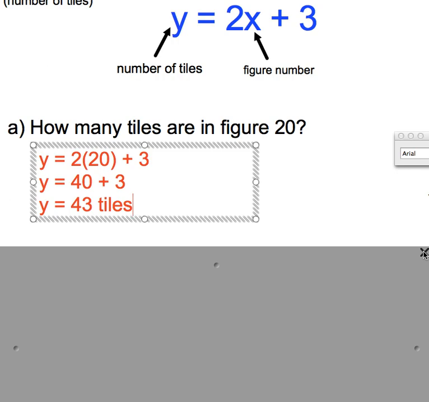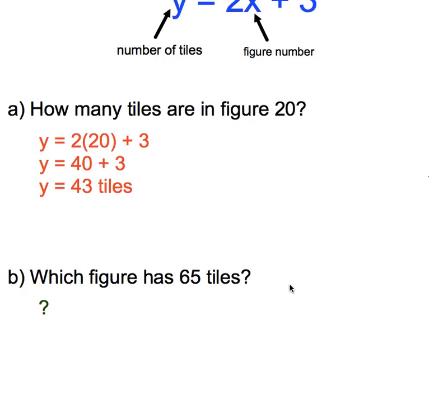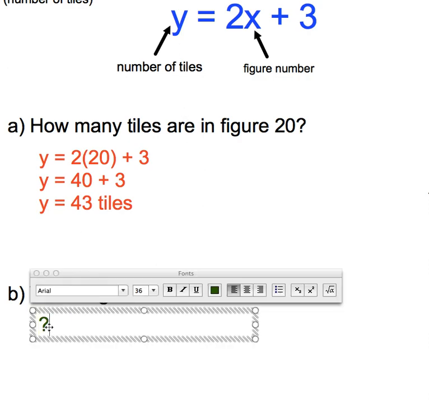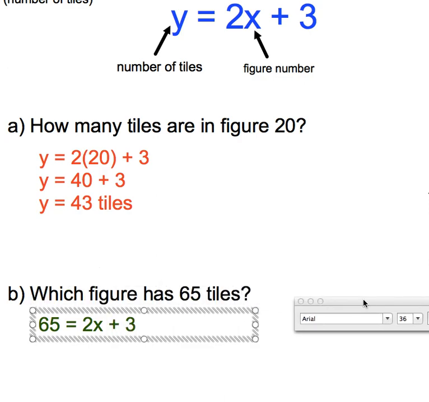Now, on the other hand, we get questions like this. And this is usually where people have more trouble. Because which figure, we don't know the figure this time, but we know it has 65 tiles. So that 65 tiles, that is going to be the y value. 65 goes in for y, the number of tiles. We don't know the x, the figure number. So 2x plus 3 we know equals 65.